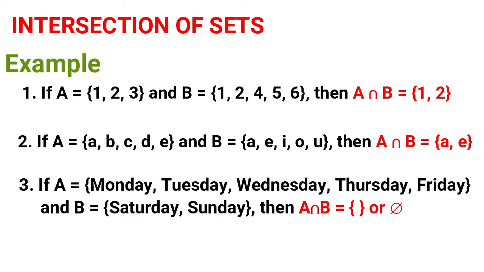Number 3. If A is equal to Monday, Tuesday, Wednesday, Thursday, Friday, and B is equal to Saturday, Sunday, then A intersection B is equal to null set or empty set.